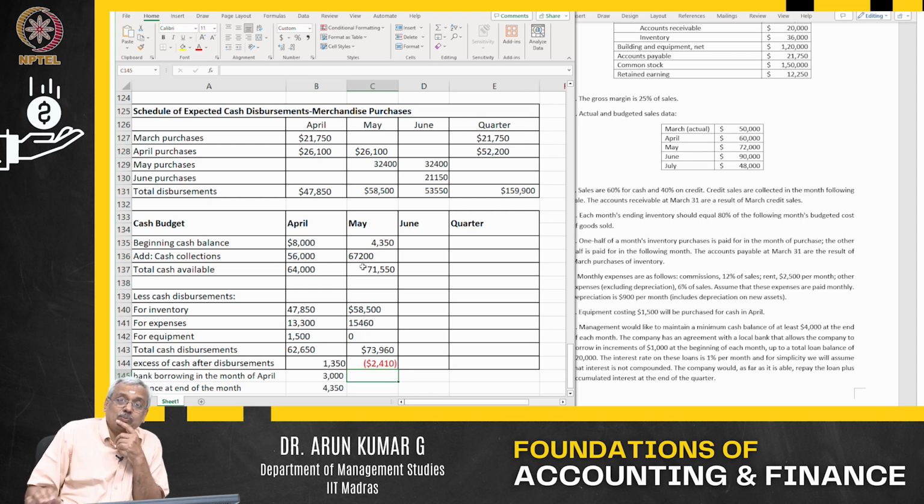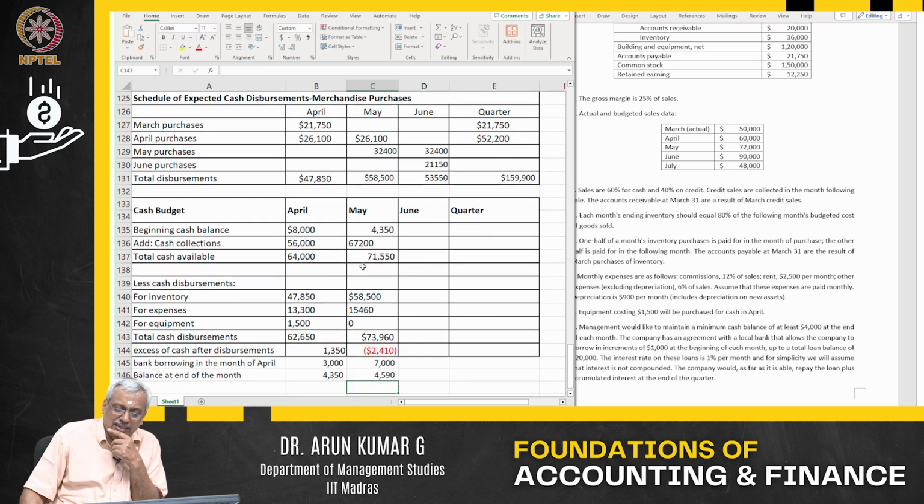I am already down by 2,500 or 2,410. So, I need to borrow roughly about 7,000 rupees so that my balance is about 4,590. So, I need to borrow about roughly 7,000 from the bank. I am borrowing at the beginning.